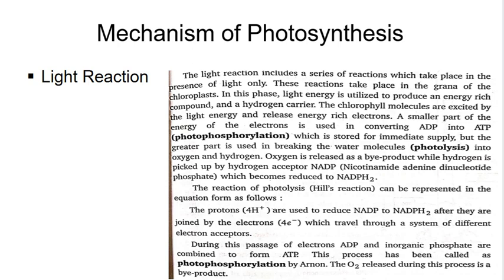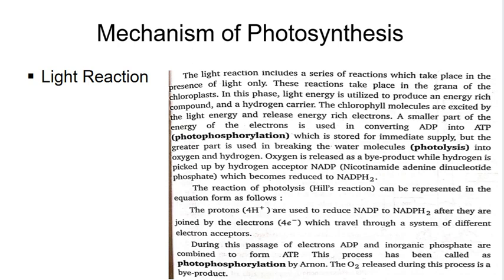You have studied the structure of the chloroplast in detail. So, where is the light reaction taking place? It is taking place in the grana of the chloroplast. In this phase, light energy is utilized to produce an energy-rich compound and a hydrogen carrier. The chlorophyll molecules are in a ground state, and when light energy is there, these chlorophyll molecules get excited by the light energy and they release energy-rich electrons.